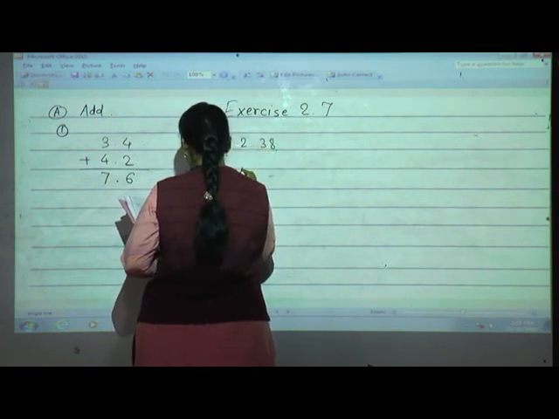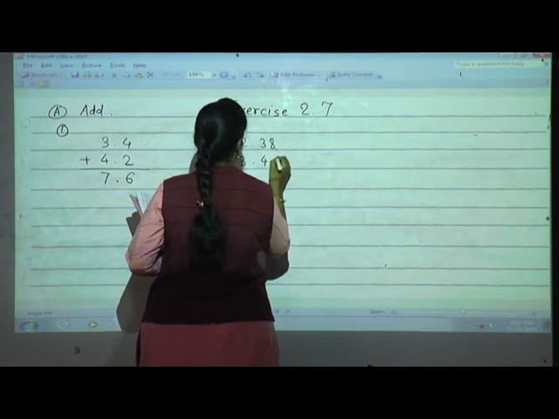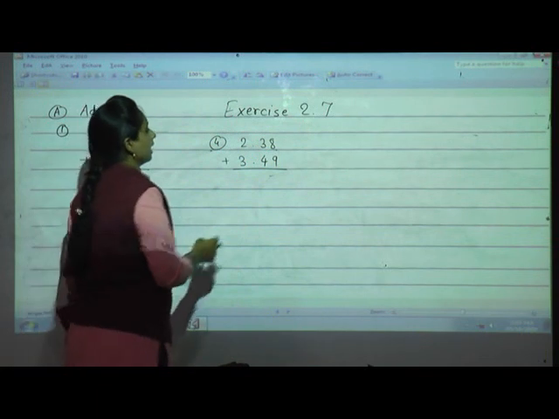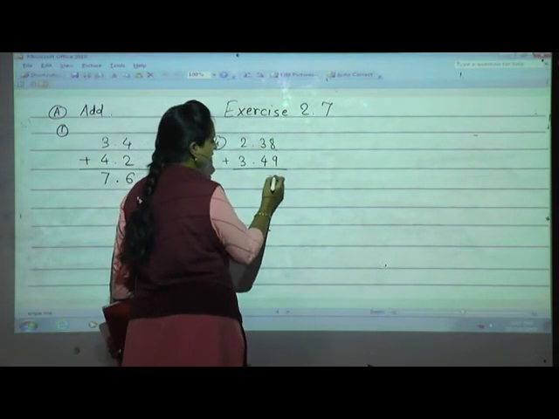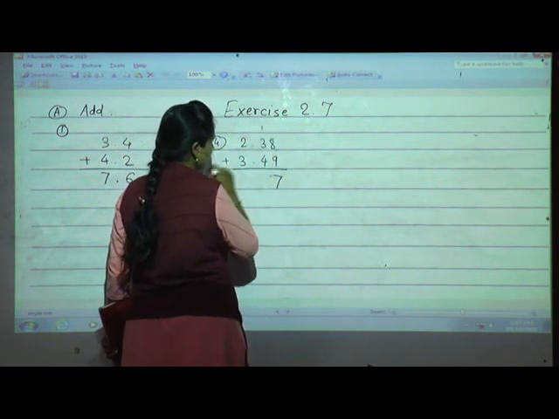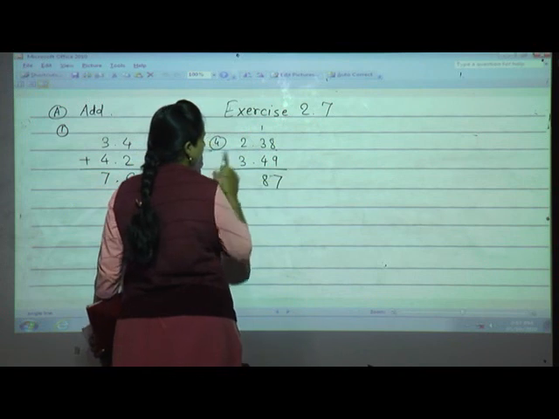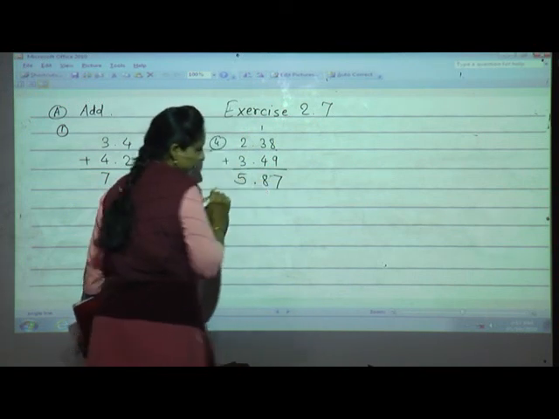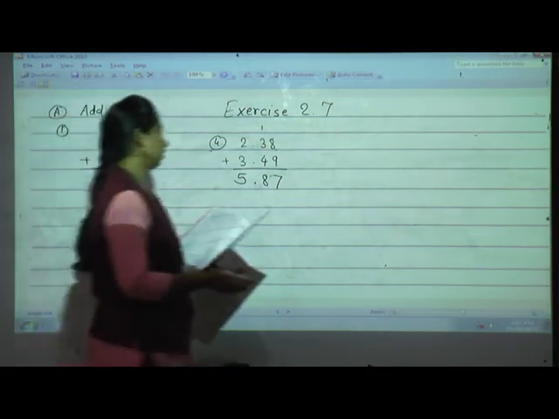Now next I will solve the fourth one for you: 2.38 plus 3.49. Now see, we'll do the addition. 8 plus 9, yes, 17. So write here 7, carry 1. 1 plus 3 is 4, 4 plus 4 is 8, 2 plus 3 is 5. Then again the decimal point at the same place. Clear?